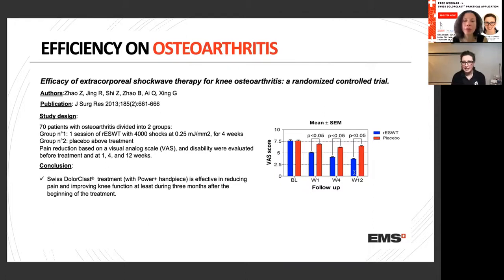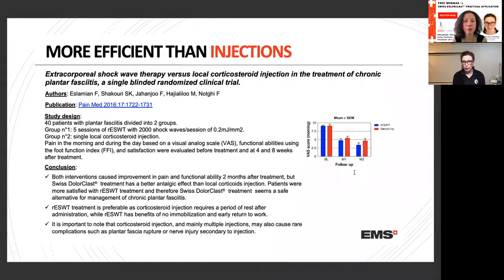Efficient compared to injections. This is another study that looked at the difference between having shockwave or having a cortisone injection. In this one, one group had shockwave with 2,000 shockwaves, and the other had a single local cortisone injection. At 1 month, you can see that both of them improved slightly, which is quite good. They both had a significant change. And after 2 months, you can see that the shockwave is better than the cortisone.